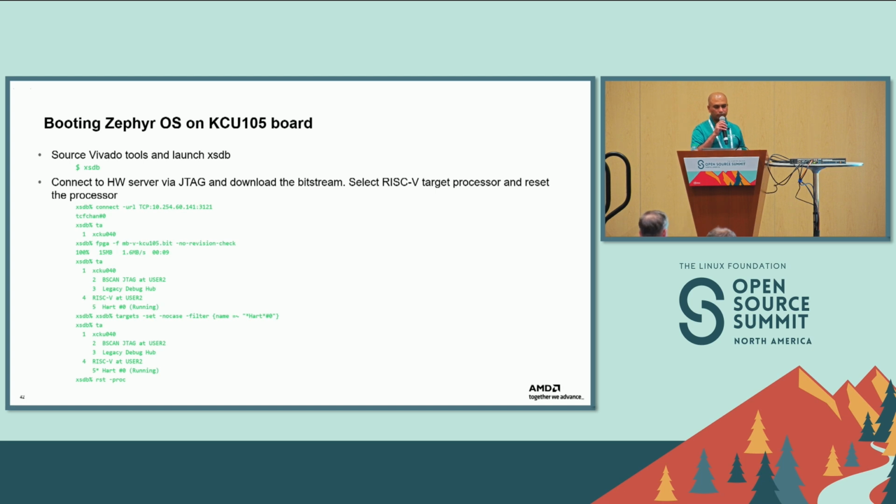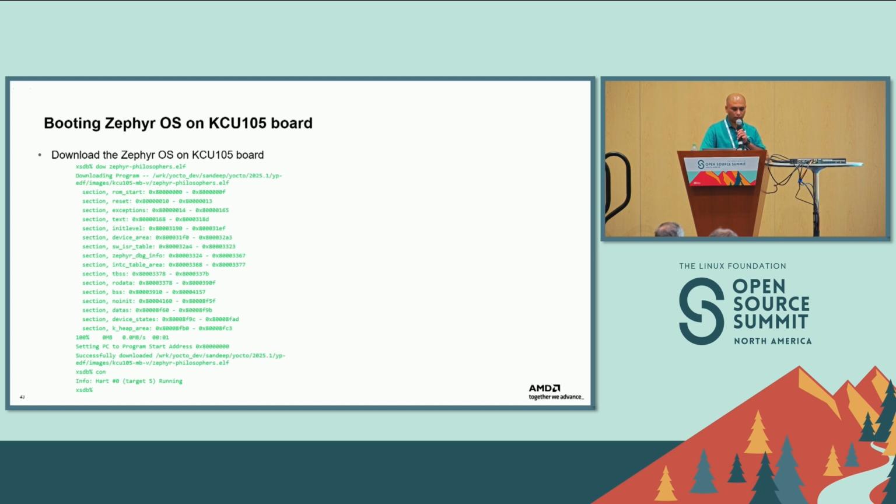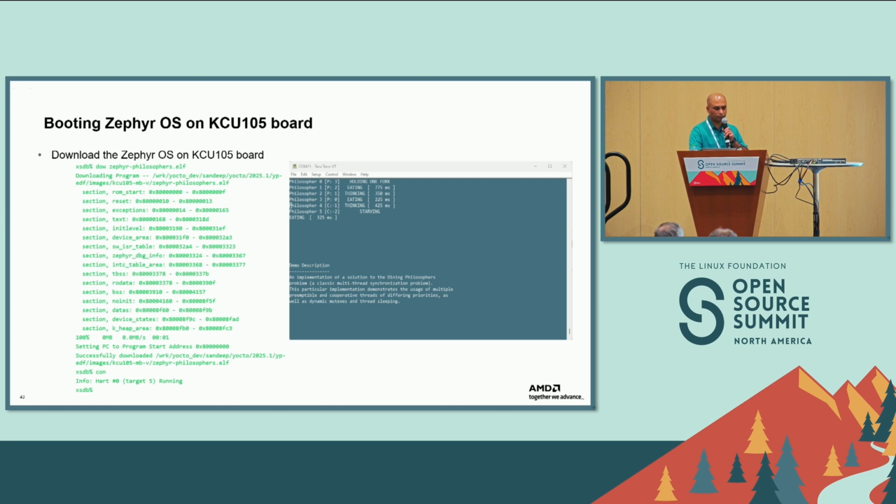So once you build the Zephyr application, how do you run it on a board? Basically, you source the Vivado tools, program the bitstream, and select the target as the RISC-V user tool. Once you program the bitstream, you reset the processor and then download your Zephyr application, and once it is downloaded, you should be able to see it up and running on the target.